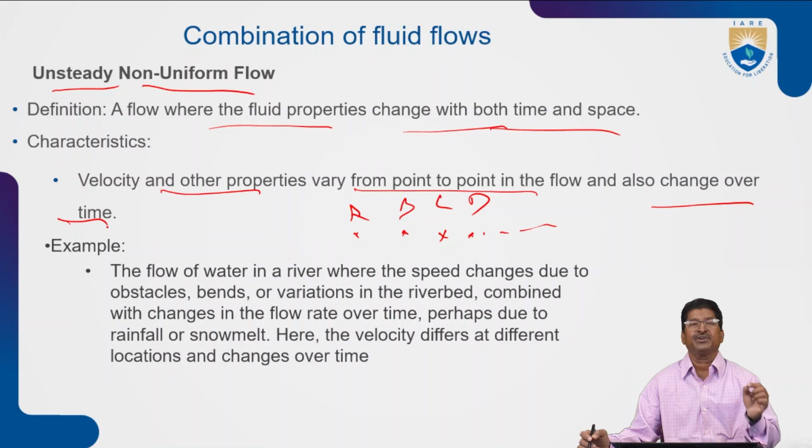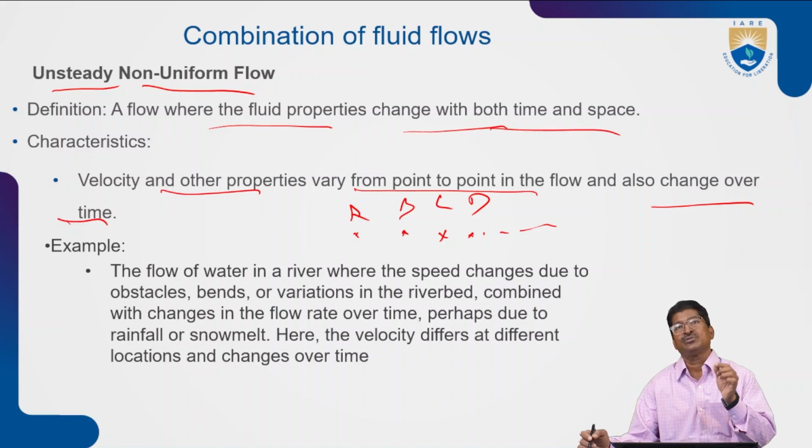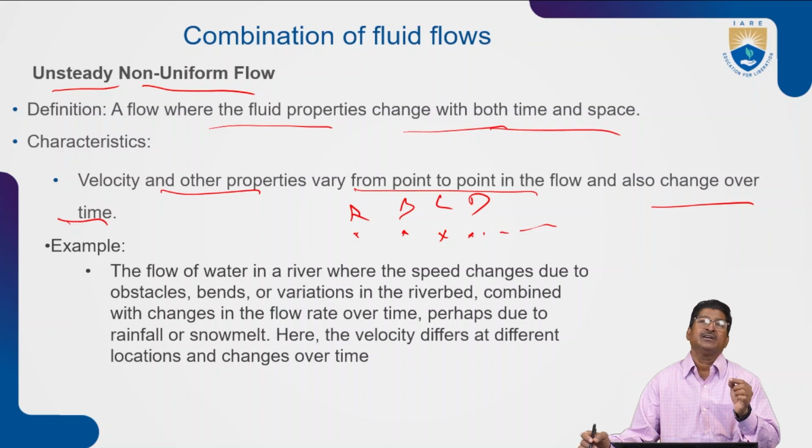So at a particular point of time, velocity is different at different points. And if you see the velocity at different timings also, velocities are different. So at the same time, at different points, velocity is different, and at the same point, at different timings, velocity is also different. So that is the characteristics.